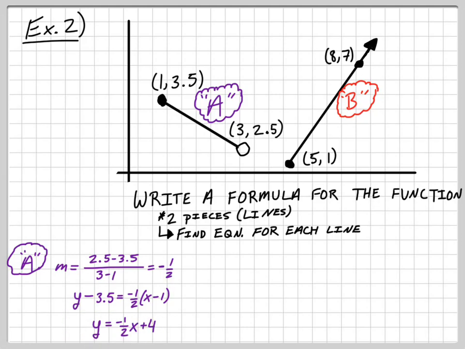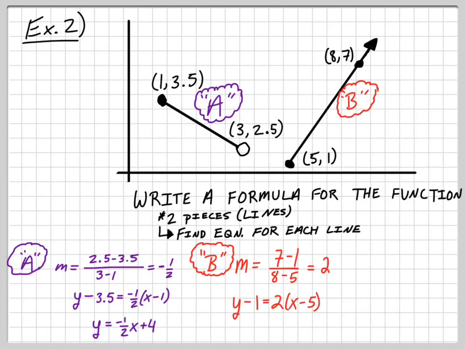Let's do the same for line B. Get the slope. So 7 minus 1 over 8 minus 5. That's going to be 2. And then let's put it into point slope form again. So the slope's 2, and I grab the easiest point I could find, which is 5, 1. I put it into point slope form. Then let's get slope intercept form, which is going to help us for our function. Simplify that: y equals 2x minus 9.